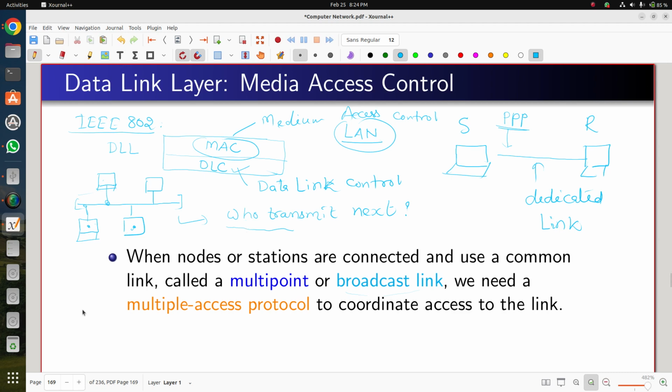So that's why we require a protocol to govern the use of this link. These protocols are known as MAC protocols, or media access control protocols.